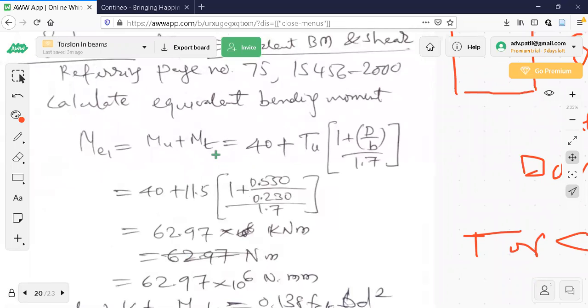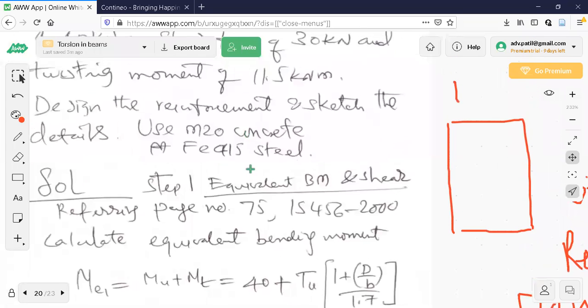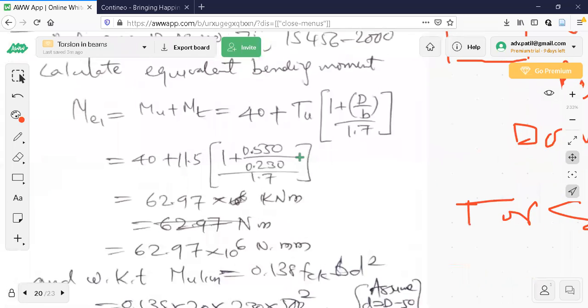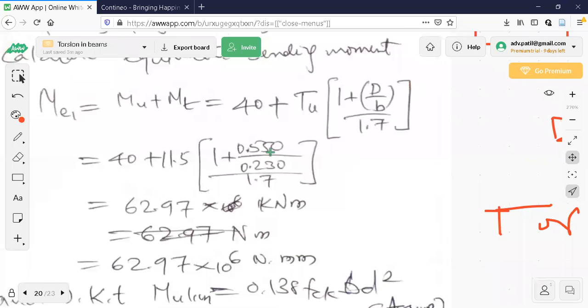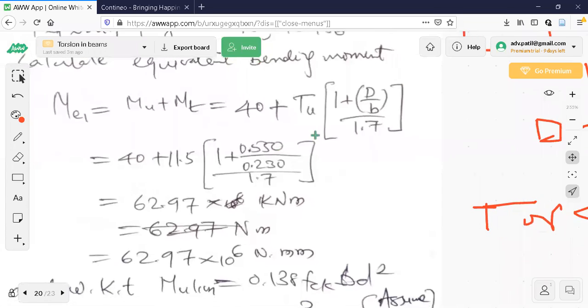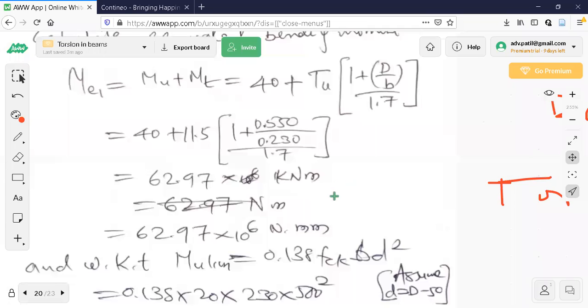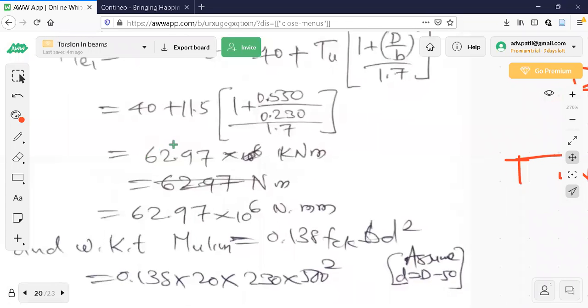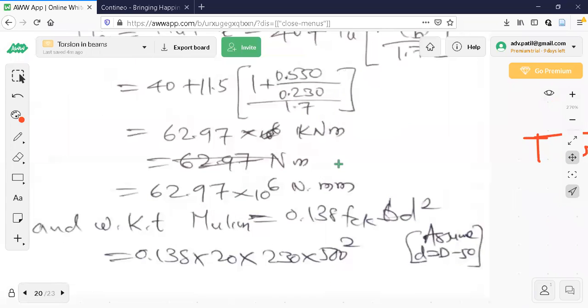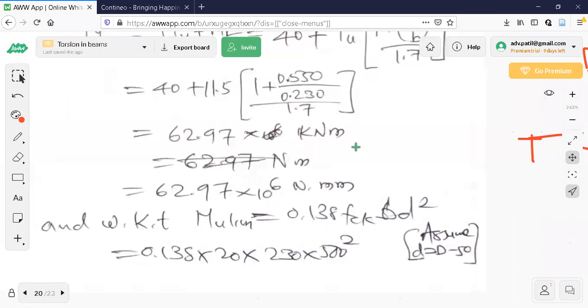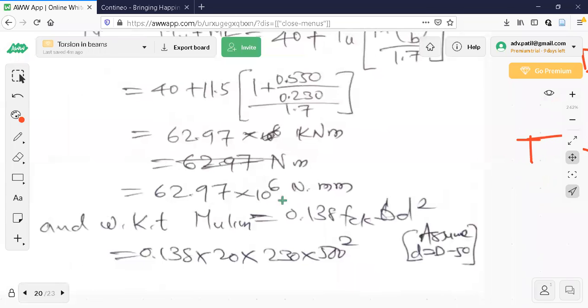MU 40. TU is given. Twisting moment 11.5. So 11.5 is TU. Then 1 plus D is 0.55 meter, 550 mm, divided by B, 230 is 0.23 meter, divided by 1.7. So you will get 62.97 into 10 raised to 6. Actually, the answer that you are going to get is in kilonewton meter because all values are in kilonewton or meter. Just put 10 raised to 6 Newton mm.